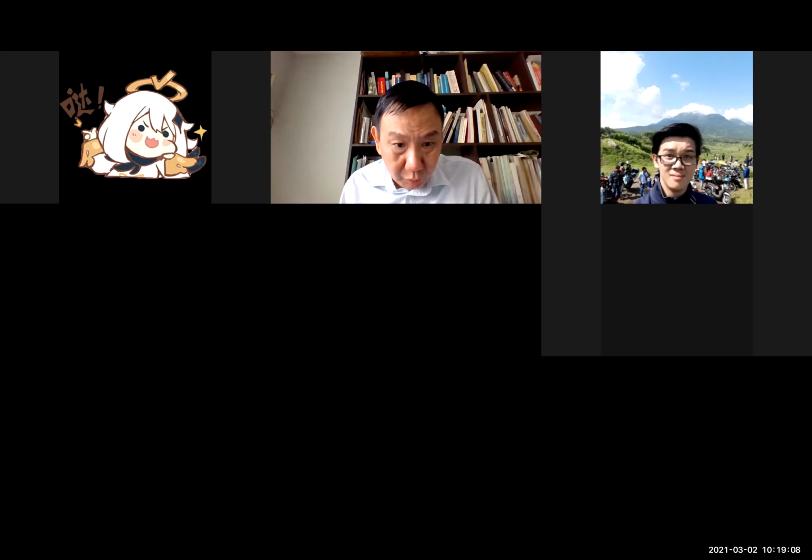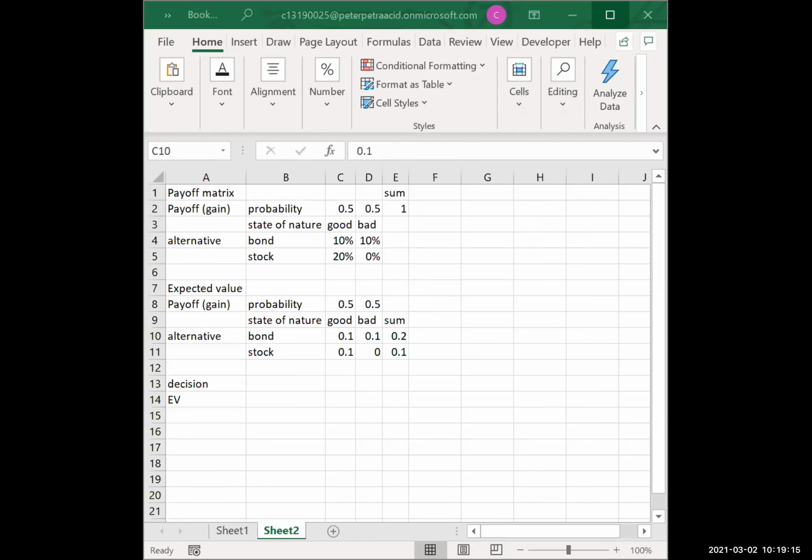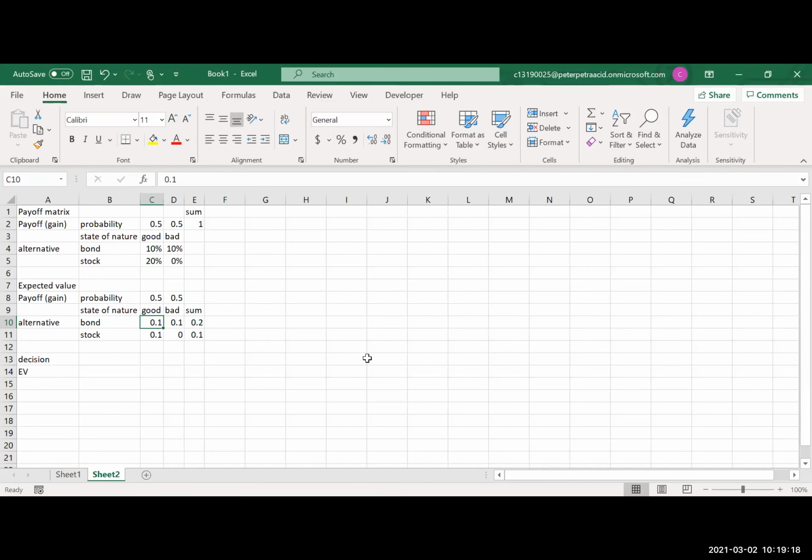Can I share screen? Yes, please, Lilian. Okay, can you see it? Yeah. So the decision is the bond with EV 0.2. What is your probability? So the probability for stock is 0.5 and 0.5, but the bond is 100%, so just 10%. Okay, no, 0.1.